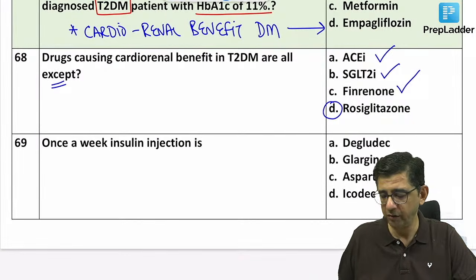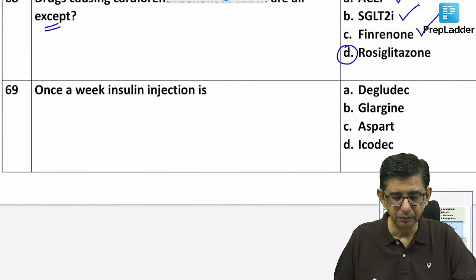Okay. Which of the following is a once a week insulin injection?